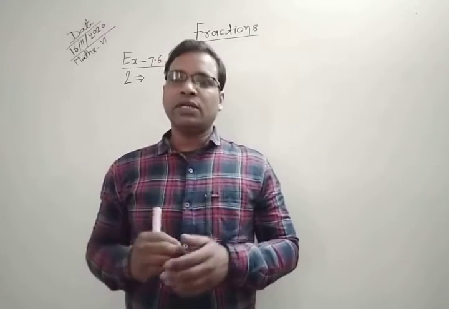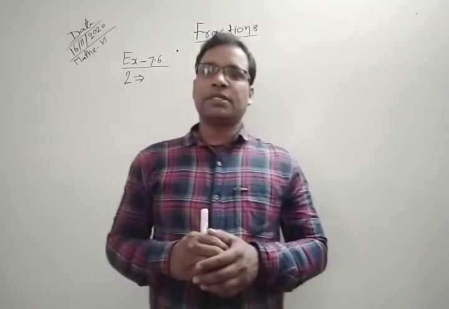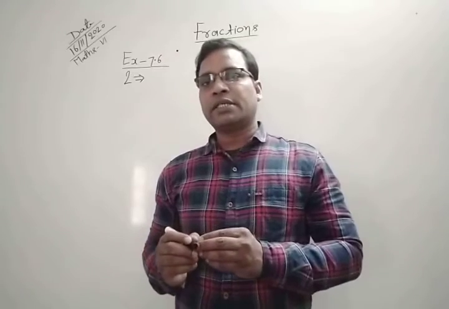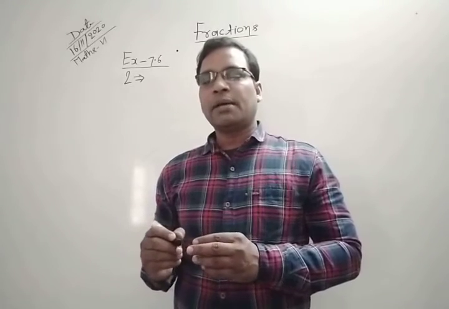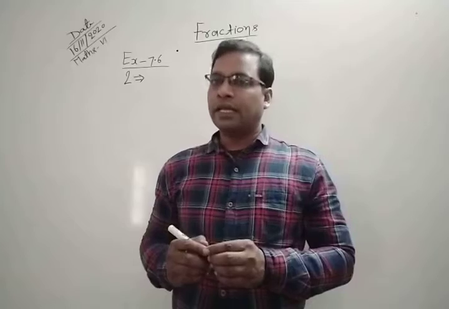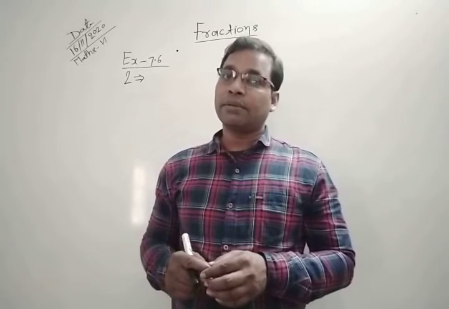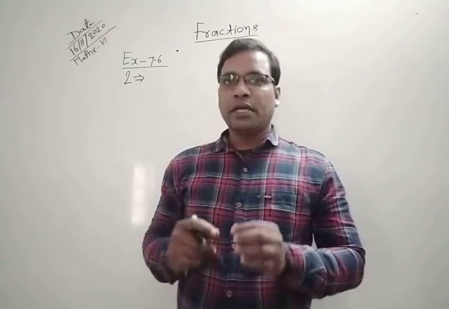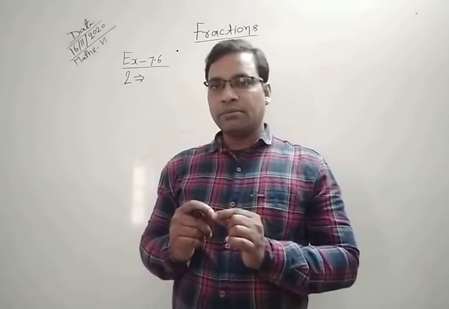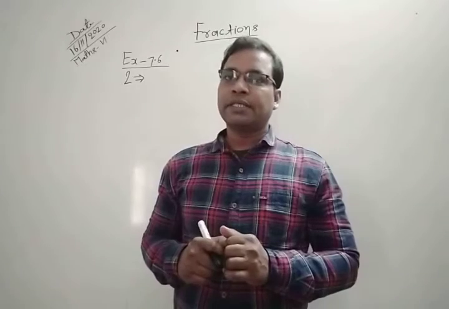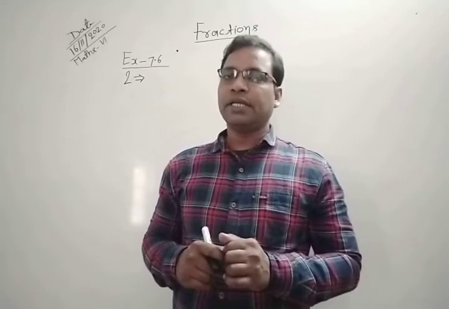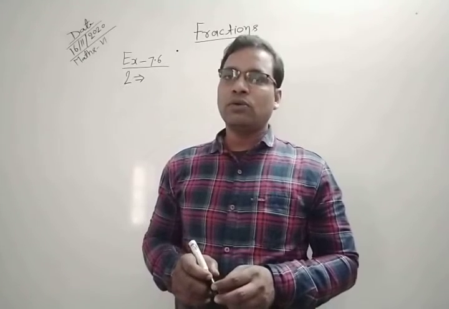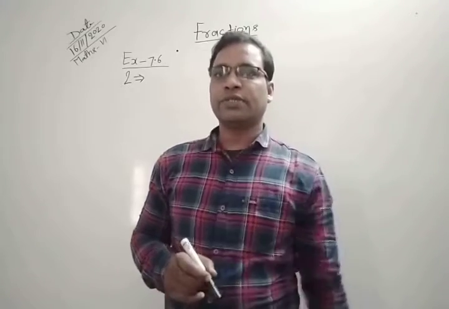So how can we find the total length of the ribbons? For this, if we add the length of ribbon bought by Sarita and the length of ribbon bought by Lalita, then we find the total length of ribbon they bought. This is clear. So if we find the sum 2 by 5 meters plus 3 by 4 meters, then we obtain the total length of the ribbon. So let's see how to solve this question.